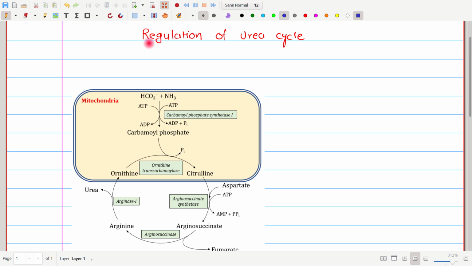In this video tutorial, I am going to discuss regulation of the urea cycle. In an earlier video, we had seen the steps or reactions of the urea cycle. Here we will see how the urea cycle is regulated. Actually, there are two levels of regulation for the urea cycle. One is short-term regulation and the second one is long-term regulation. So let's first look at the short-term regulation of the urea cycle.